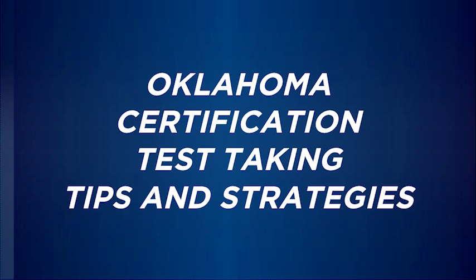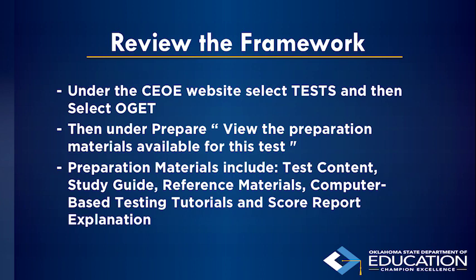I'm going to go over some things that are going to help you be successful with the Oklahoma General Education Test under the Certification Examinations for Oklahoma Educators. Under the CEOE website, make sure you select tests and select the OGET. There is a new OGET replacing the 074. That is the 174. Then prepare and then view preparation materials under preparation for the test.